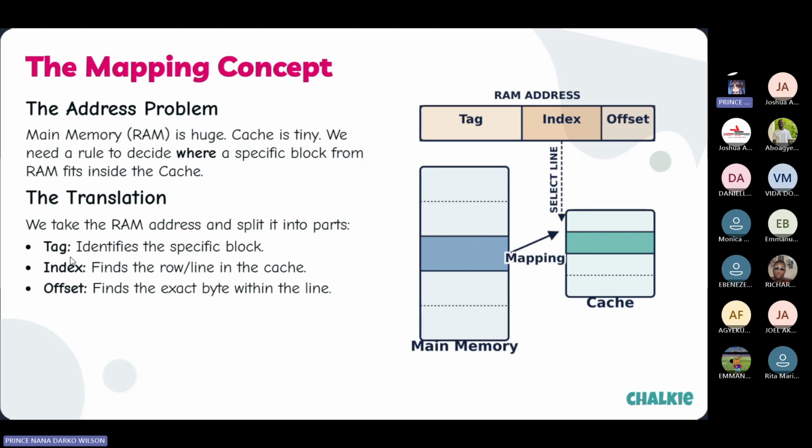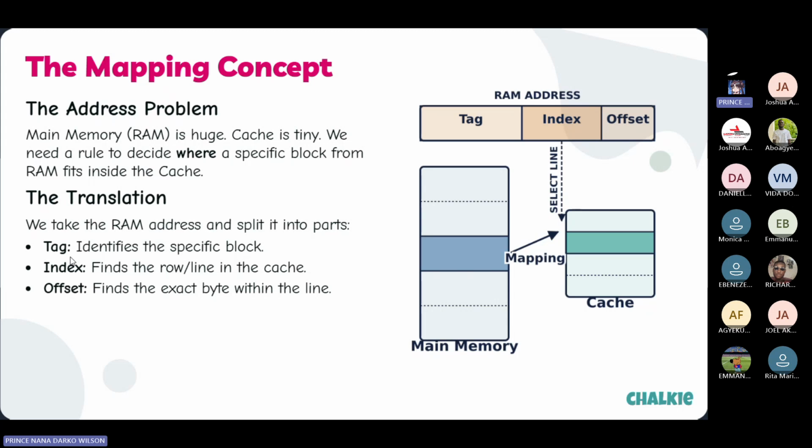The index, or the line index, identifies the particular line in the cache that this particular data must go into. So you see, in direct mapping, since you're going to particular places, each one has been assigned a particular spot inside the cache. So the line index tells us which exact line inside the cache that we have to go to. And finally, there is the offset.